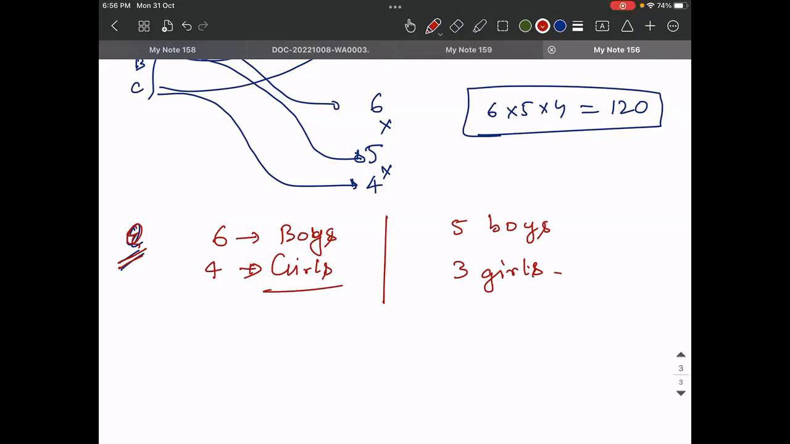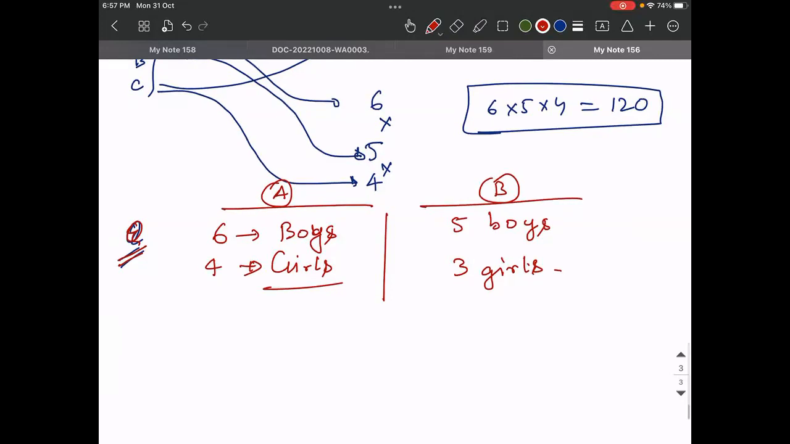See, in this problem, a boy will play against a boy and a girl will only play against a girl. So we have 2 teams, let's say team A and team B. In team A, we have 6 boys and 4 girls. In team B, we have 5 boys and 3 girls. The condition given is boy will play only with boy and girl will play only with girl. So I think so far the question is clear to you all. Now, how many single matches can be arranged between 2 teams?